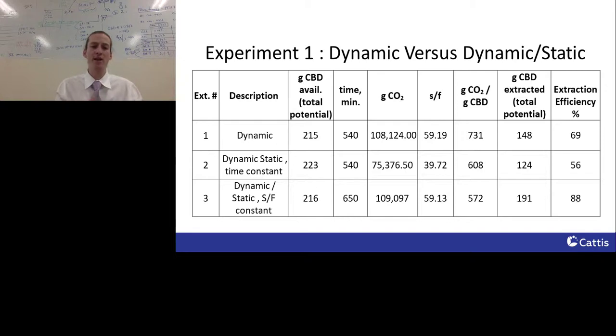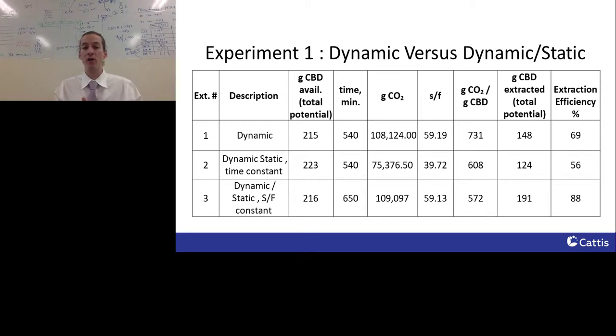And so quickly looking at trial 3, where now we took the same approach, a static dynamic approach, but now we're keeping our solvent to feed ratio constant, right? So effectively we're using more CO2. So we've calculated that we had available to us 216 grams of CBD. Now we're extracting for 650 minutes. Reason being, we're soaking for 15 minutes after every dynamic run. So that's accruing some time.